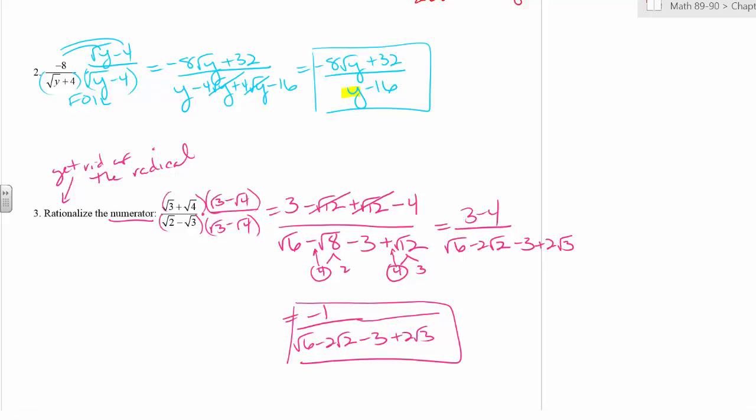Okay, well that is it. That is adding, subtracting, multiplying, dividing radical expressions with multiple terms. Go give the homework a try, and we will move on to section 10.6.